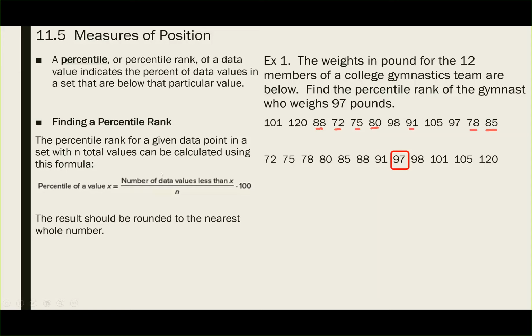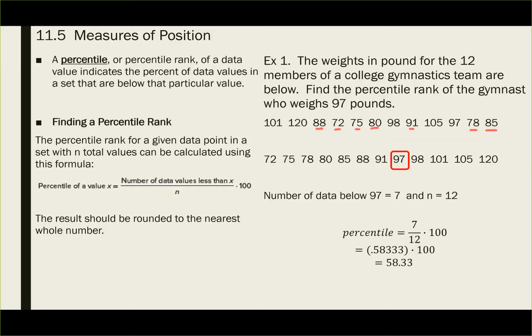So first we need to know the number of data less than the value, and there are 7. Then the number of data below 97 is 7, and N is 12. To find the percentile rank, you take 7 divided by 12 and then multiply that by 100. If you take 7 divided by 12, you will get 0.58333333, times 100, which gives you 58.33.